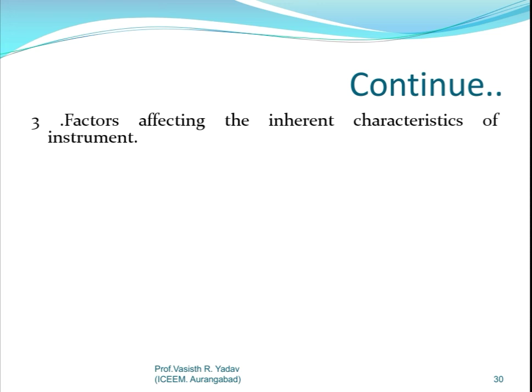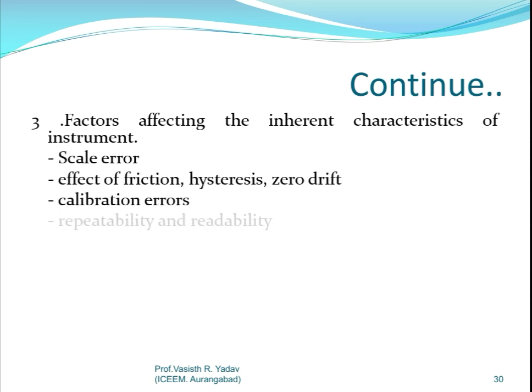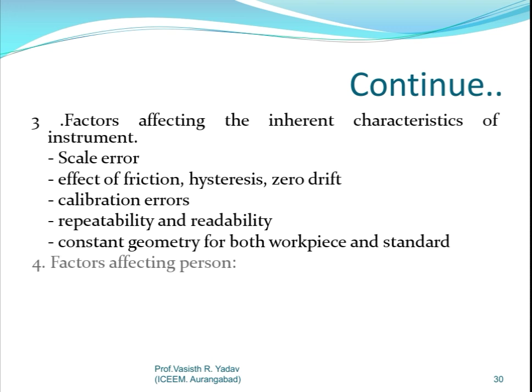Now, let us talk about the third factor, that is the factors affecting the inherent characteristic of an instrument. These are scale error, effect of friction, hysteresis, zero drift, calibration error, repeatability and readability, constant geometry for both workpiece and standard. So these are the things which affect the inherent characteristic of the instrument.